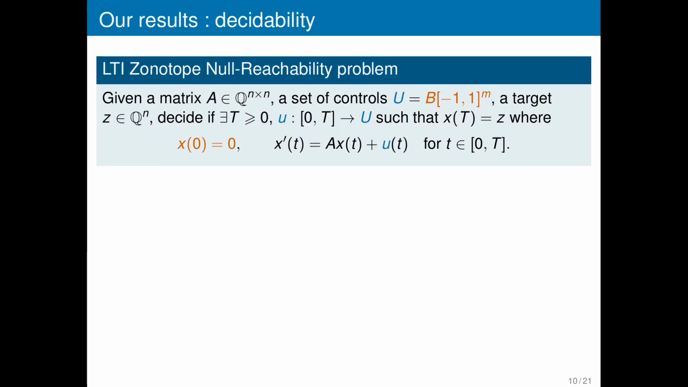The problem we looked at in our paper is the LTI zonotope null reachability problem, in which we made two simplifying assumptions. The first one is that U is what is called a zonotope. This means that starting from a hypercube [-1, 1]^m, we apply a linear transformation B. In other words, we have m independent controls, and the matrix B describes how each control acts on the system. The second simplifying assumption is that x0 is 0. In other words, we're starting from the origin.